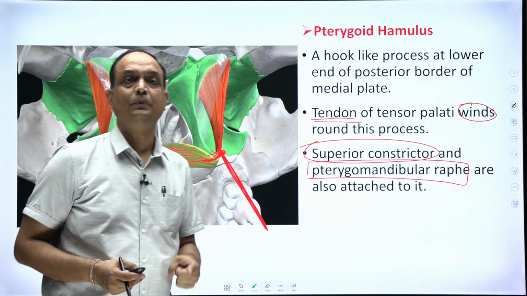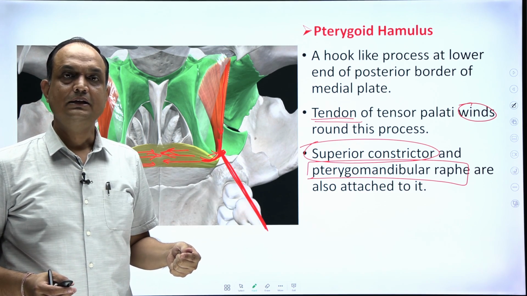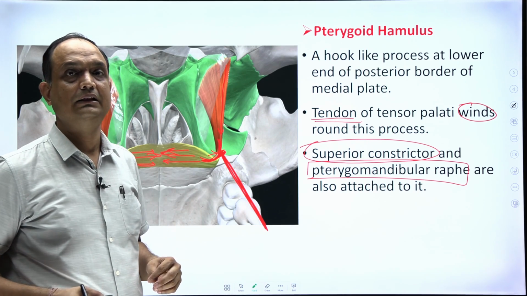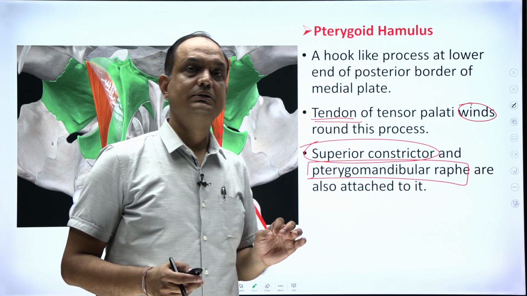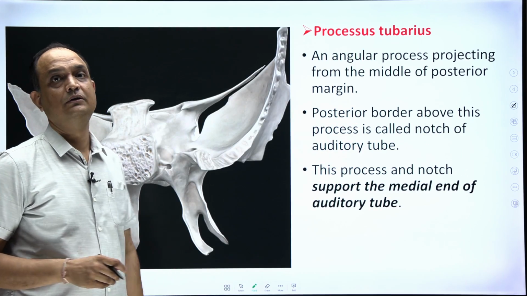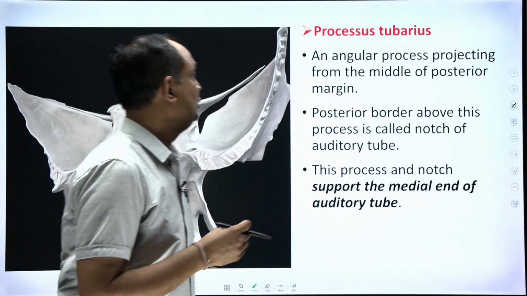So there are 3 importance of the hamulus. First, it provides a change in the direction of the tensor palati. Second, it gives attachment to the upper end of pterygomandibular raphe, and third, it provides origin to some fibers of superior constrictor. Now we will move to the third landmark of the posterior border, processus tuberis.